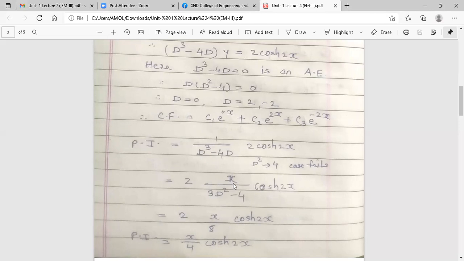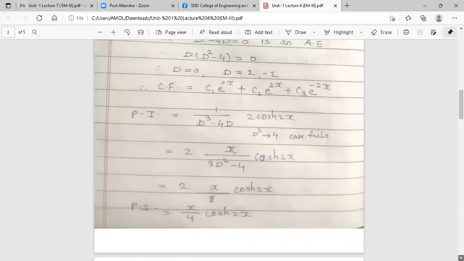Now solve for the hyperbolic cos function. Replace D square by a square. A square is here 4 because a is 2. The square of 2 is 4. So replace D square by 4. So 4 3s are 12. 12 minus 4 is 8. So the term is x by 8 into cos 2x. And so your PI is here x upon 4, because 2 by 8 simplifies to 1 by 4. So PI is x by 4 into cos 2x.